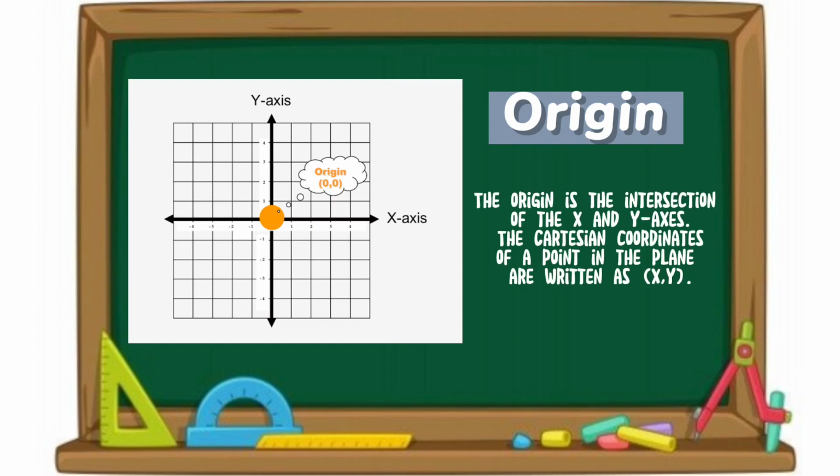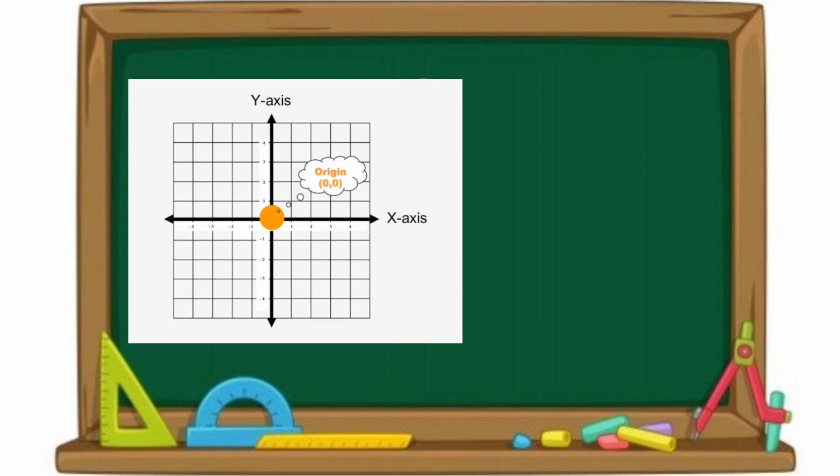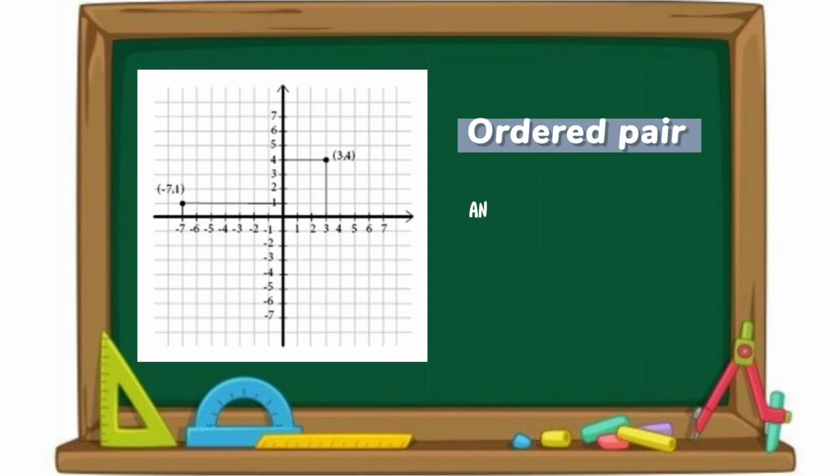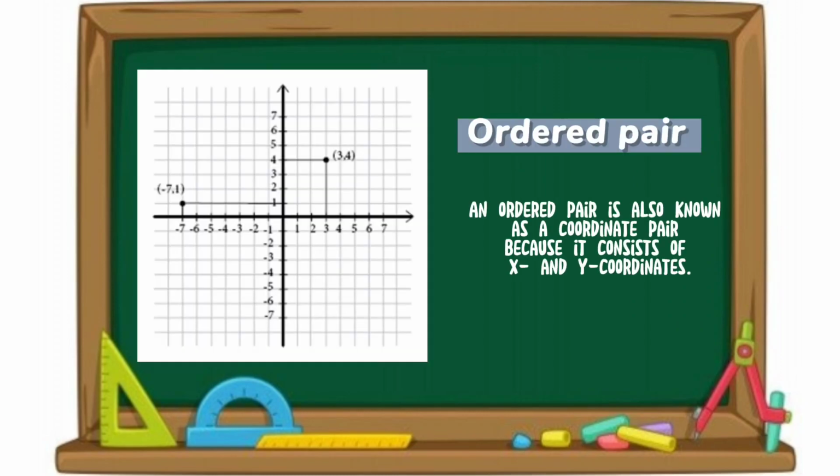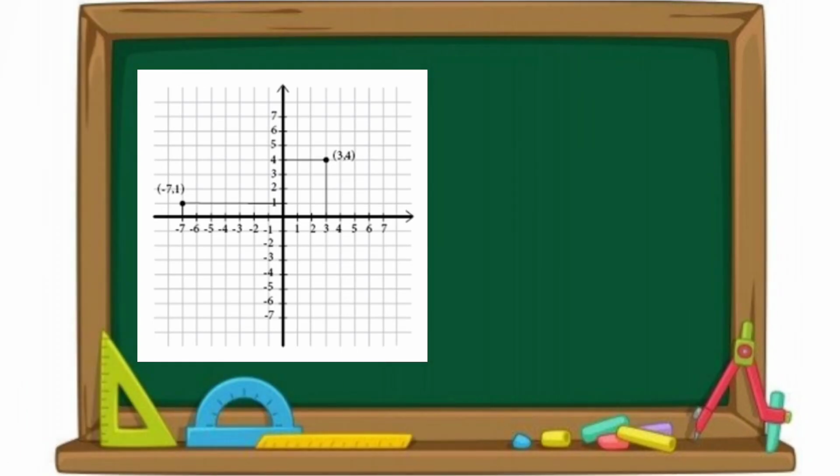The origin is the intersection of the x and y axes. The Cartesian coordinates of a point in the plane are written as (x, y). An ordered pair is also known as a coordinate pair because it consists of x and y coordinates.